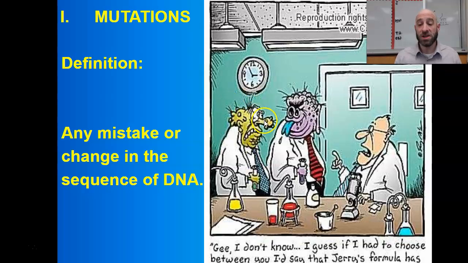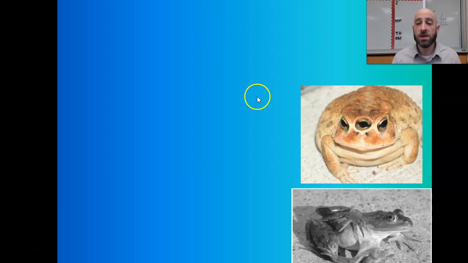Mutations actually do happen a lot, but it's any change or mistake in the DNA sequence. Sometimes mutations are excellent. Sometimes mutations cause a species to evolve, and we get something like the human brain, right? That was a product of a mutation. Or it can lead to something like cancer, which is not a good one. So we're going to talk about the three major types of mutations in this lecture.